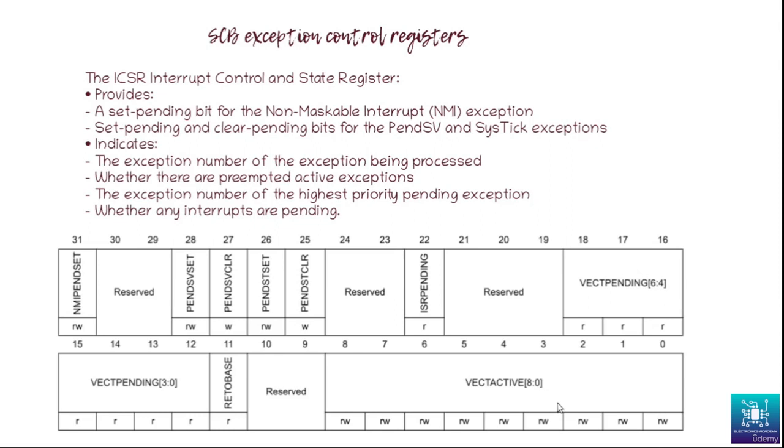This is a very important register for exception control, and it provides certain fields which we are going to see in the data sheet. So in short, it provides a set pending field for non-maskable or NMI exception. It has set pending and clear pending bits for PendSV and SysTick exceptions. And it also indicates the exception number of the exception being processed, whether there are preempted active exceptions, the exception number of the highest priority pending exception, and whether any interrupts are pending.